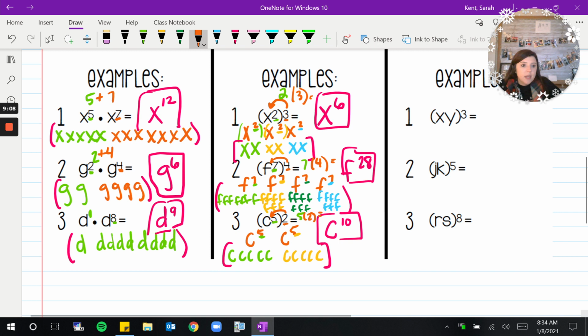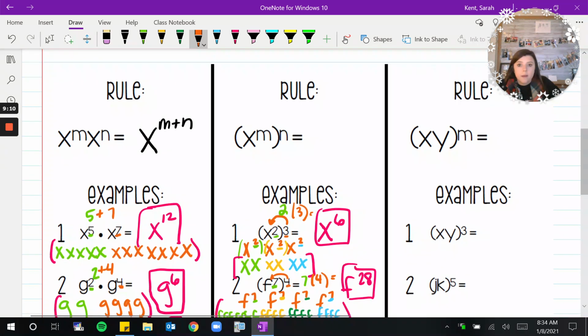So the rule here would be x to the power of m times n when you have those 2 exponents together.